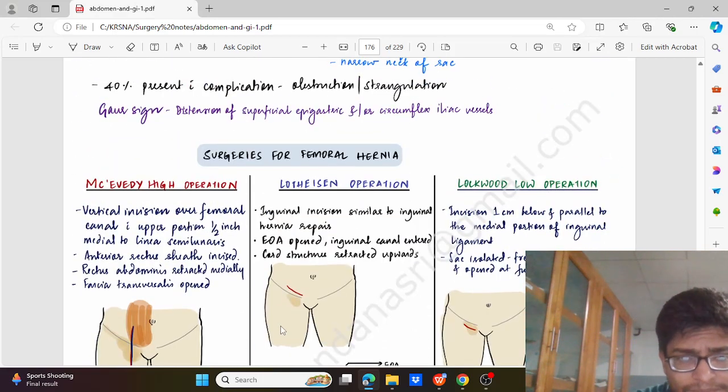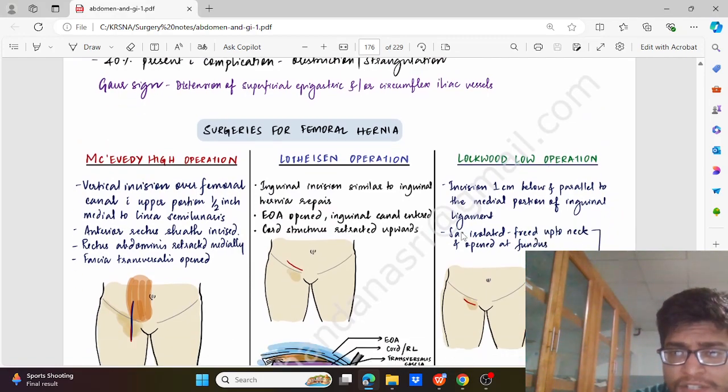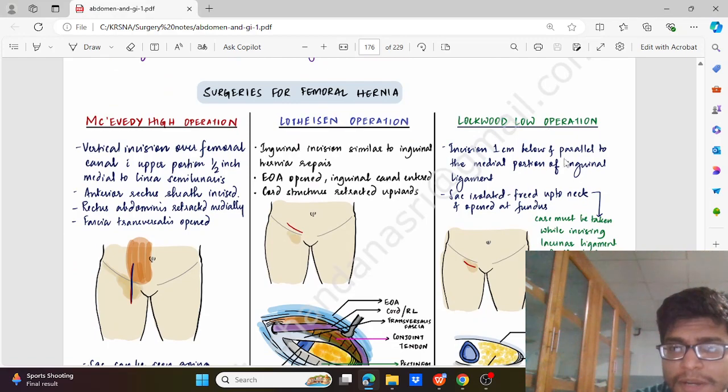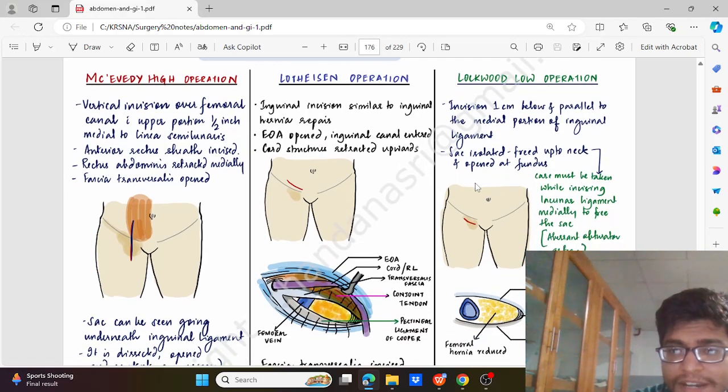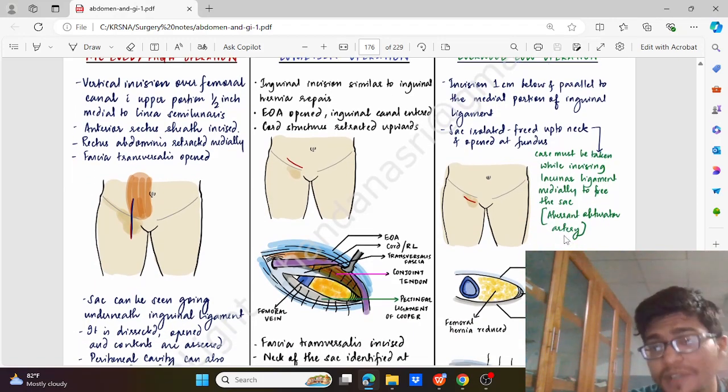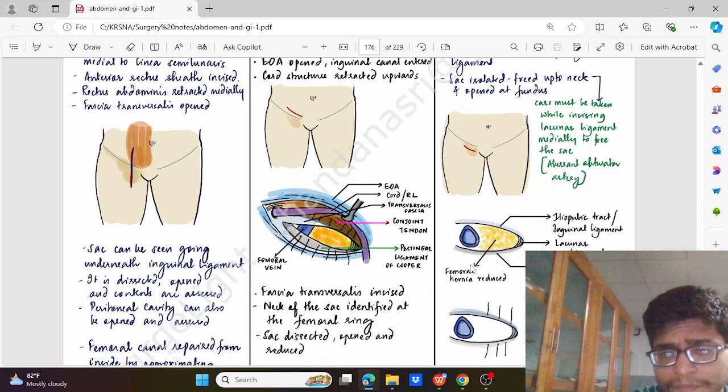and then we can close. Then next is the Lockwood low operation, where we give an incision 1 centimeter below and parallel to the medial portion of the inguinal ligament, and the sac is isolated, freed up to the neck and opened at the fundus. We have to take care while incising the lacunar ligament medially to free the sac, because sometimes there is an aberrant obturator artery which may be present there and can cause bleeding.